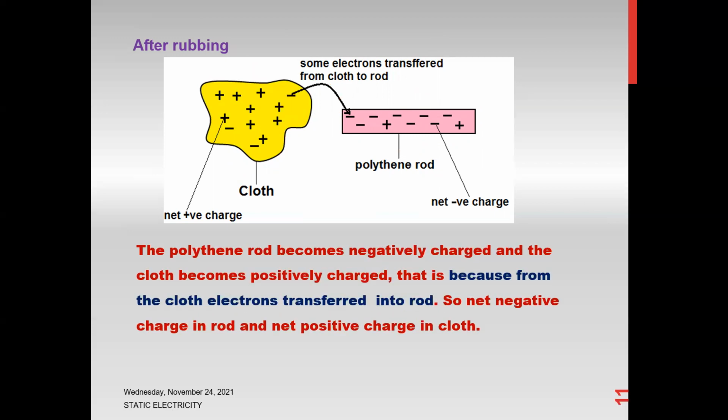Is it clear how we can charge an object by rubbing? When we rub them together, it produces heat. And that heat allows the electrons to jump from one surface to another. The surface which loses electrons will be positively charged, a net positive charge or overall positive, and the surface which gains electrons will have a net negative charge.